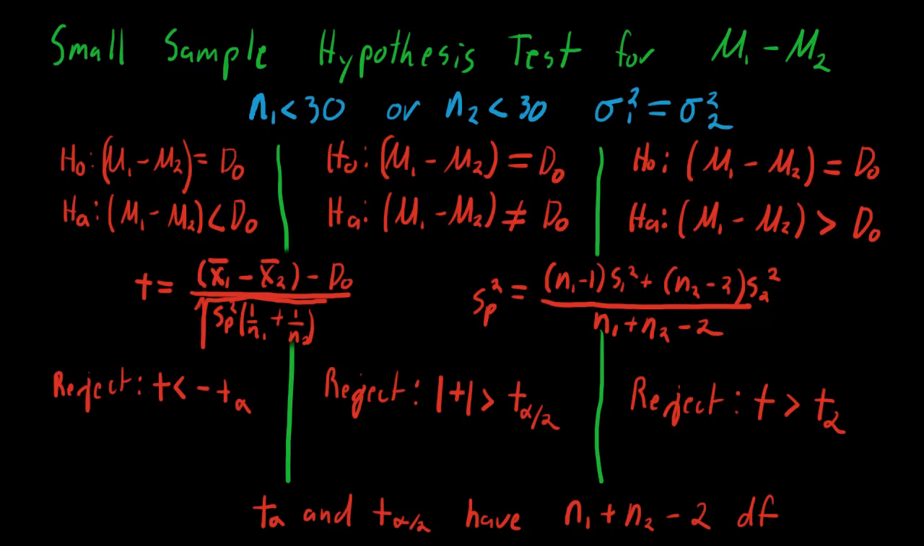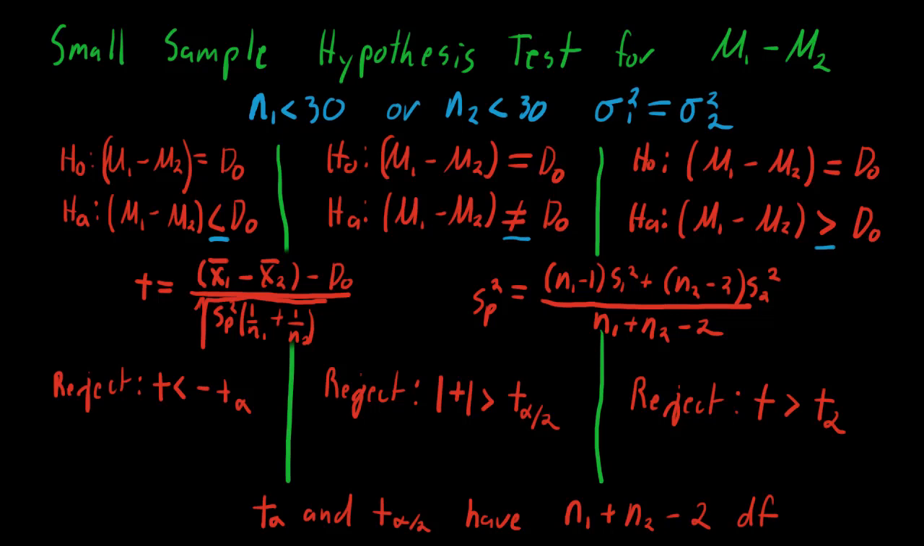Now for our different hypothesis tests, we have the same breakdown as we have always had. The null hypothesis, for all of them, is the same: mu1 minus mu2 is equal to a d0 value. And then we have the three different alternative hypotheses: less than d0, not equal to d0, and greater than d0.